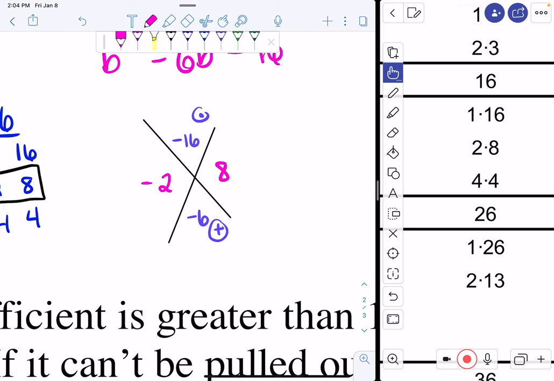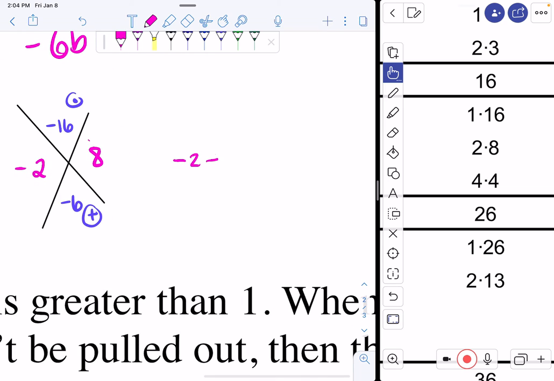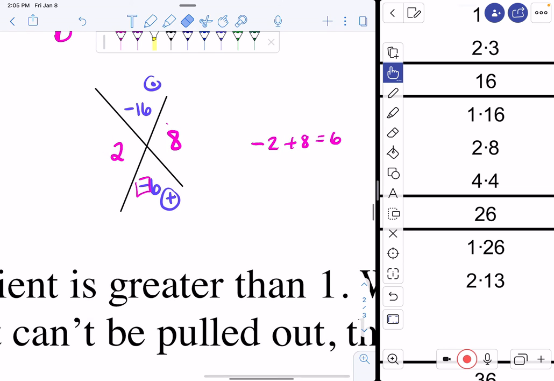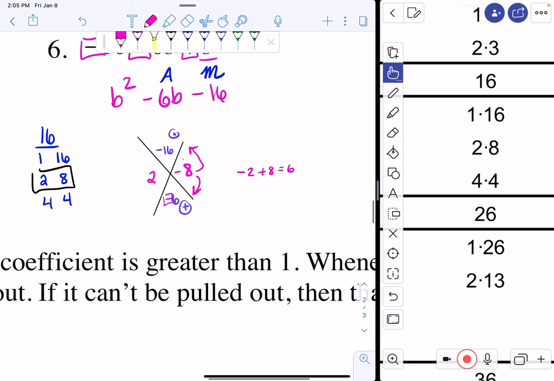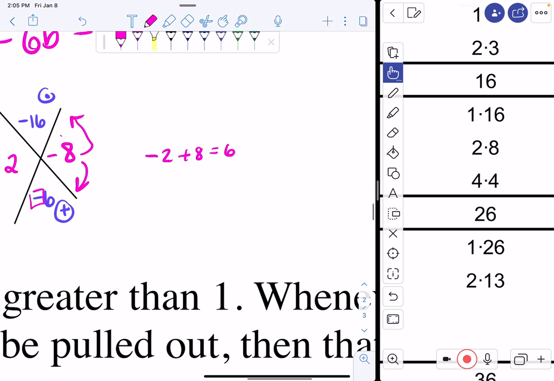Negative 2 times 8 is negative 16. That works. But negative 2 plus 8 is not a negative 6. It's a positive 6. And if I look, I just write that in. Negative 2 plus 8 is positive 6. I wanted a negative 6. So what we're going to do is change our 2 to be positive, and we're going to make our 8 negative. 2 times negative 8, negative 16. It works. 2 plus negative 8 is a negative 6. That is what I wanted. So I want it to be a 2 and a negative 8. So when I factor this, I get b plus 2, b minus 8.